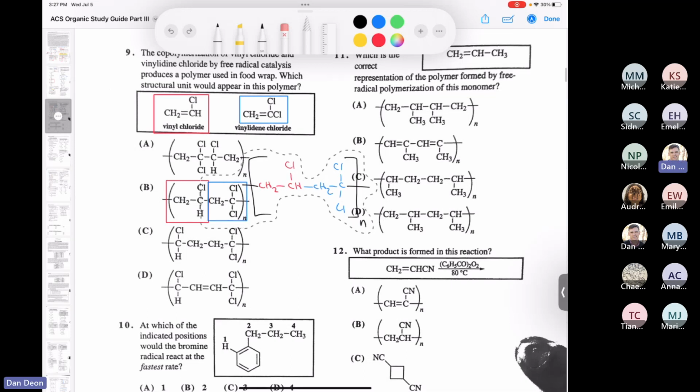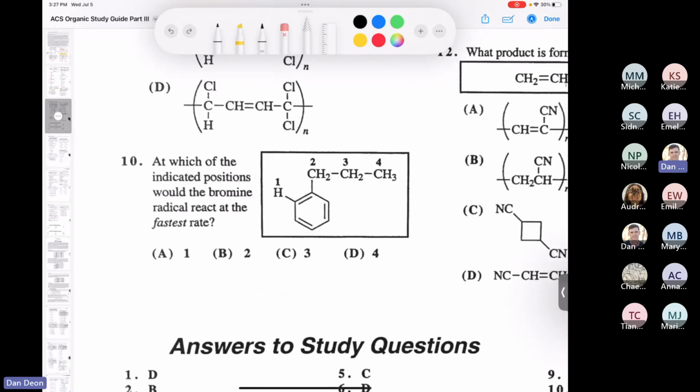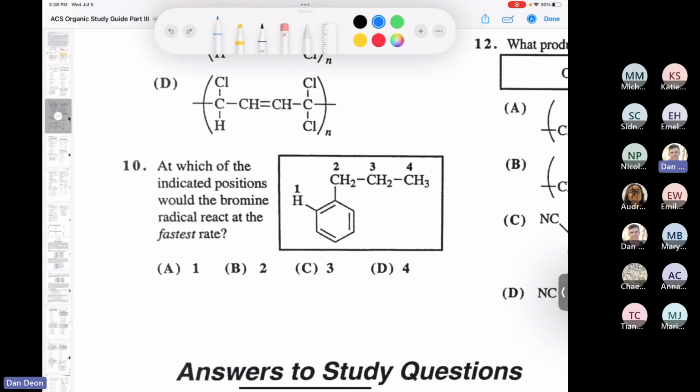Okay, let's move on to number 10. At which of the indicated positions would the bromine radical react at the fastest rate? Could anybody answer this one? Where's the bromine radical going to react the fastest? If you did it, it's going to be at position 2, right? Why, Audrey? Because it's a benzylic position, right? So this is the benzylic position. So the answer is number 2. Which position would it react the slowest? Can anybody tell me that?